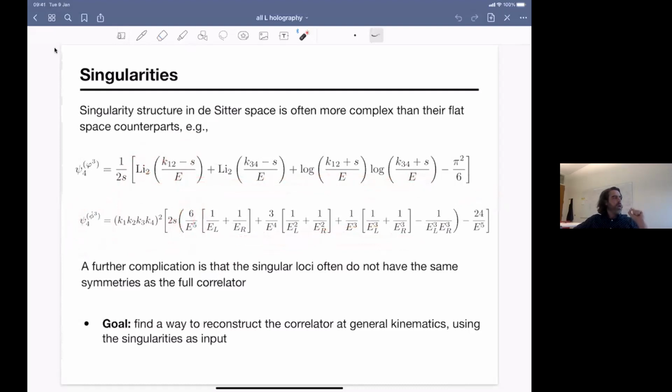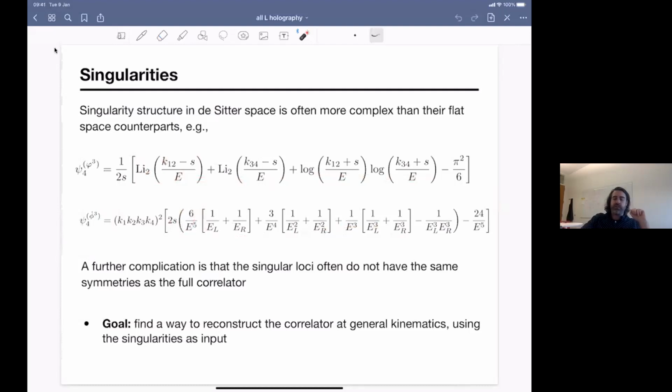Okay. And then there's a further complication in de Sitter space, which is very strongly different from the S matrix, which is that the singular loci often don't have the same symmetries as the full wave function or the full correlator. So in the S matrix, the residues when particles go on shell are Lorentz invariant. And so it's not very difficult to extend the S matrix away from these singular configurations in a Lorentz invariant way.